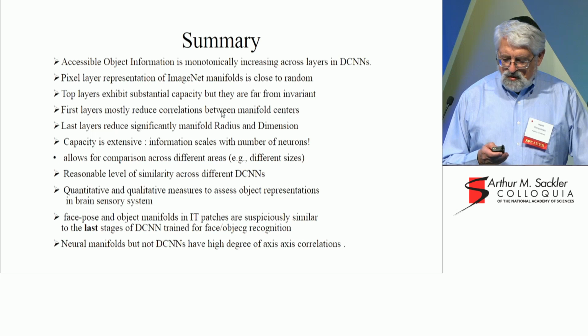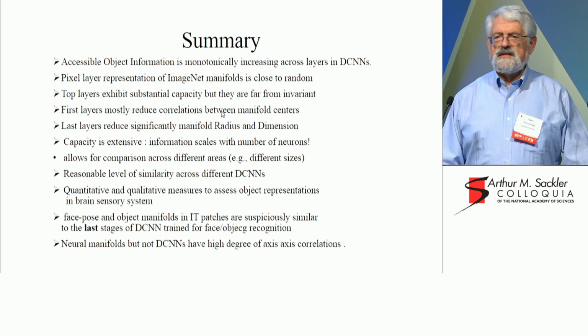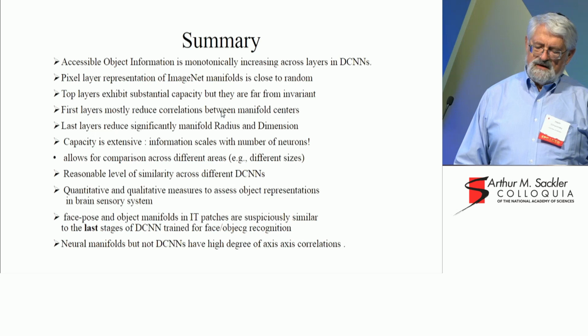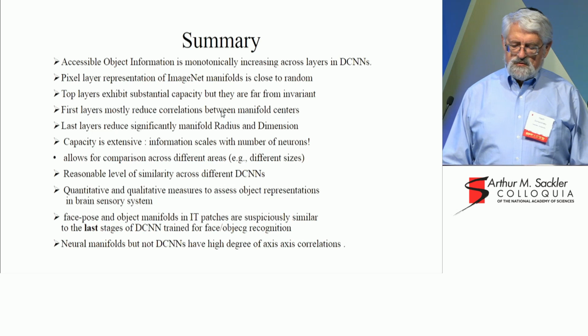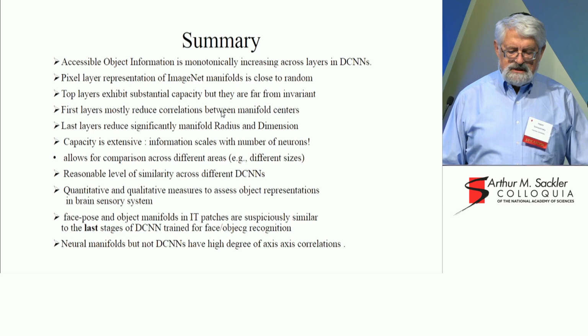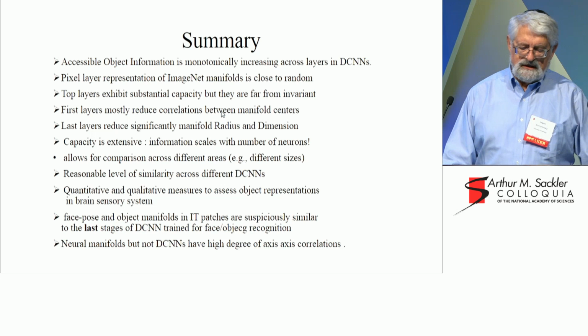Interestingly, I didn't show quantitative results, but in the case of point cloud ImageNet manifold, we could compare the pixel layer capacity to the capacity of completely shuffled images, and they are very close to it. They're slightly higher, so obviously there is information about object categories in the pixel layer, but it's close to random, which means that with the linear methods, this will be completely useless. Top layers have much higher capacity, although they are far from being invariant. That's true for the neural and also for the artificial data.